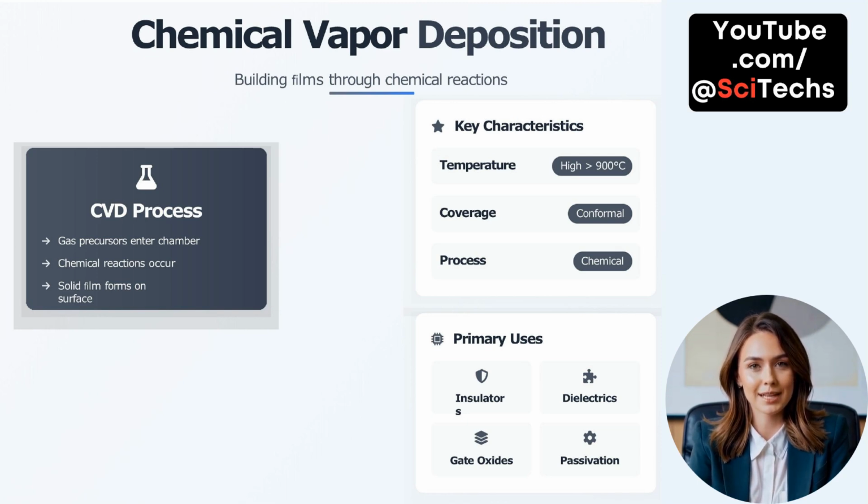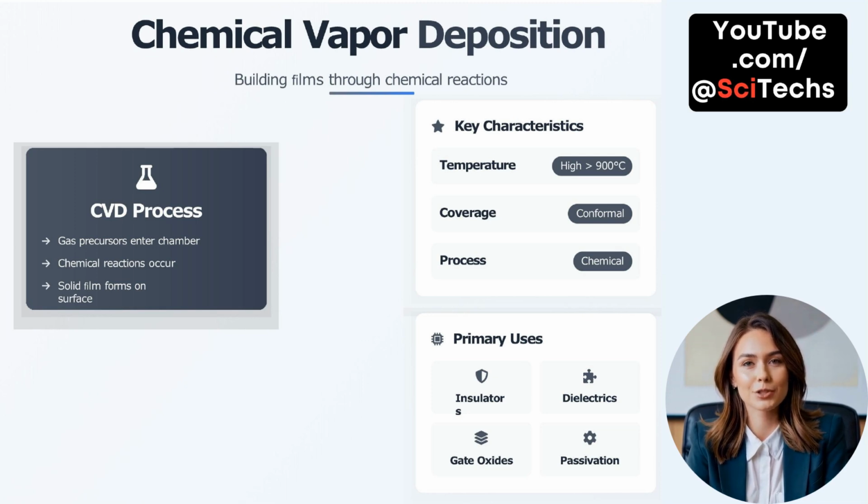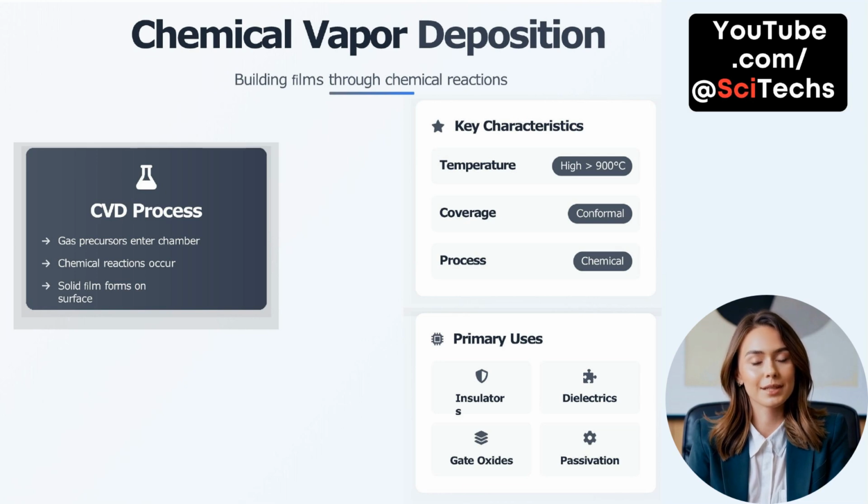CVD typically operates at high temperatures, often above 900 degrees Celsius, which helps drive the reaction and improve film quality. The resulting film is highly conformal, meaning it coats surfaces evenly, even those with complex topographies. CVD is fundamentally a chemical process, distinguishing it from physical deposition methods. It is commonly used in semiconductor manufacturing to create insulators, dielectrics, gate oxides, and passivation layers, making it a foundational technique for building advanced microelectronic devices.